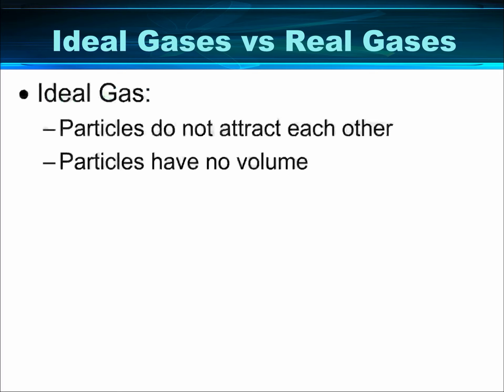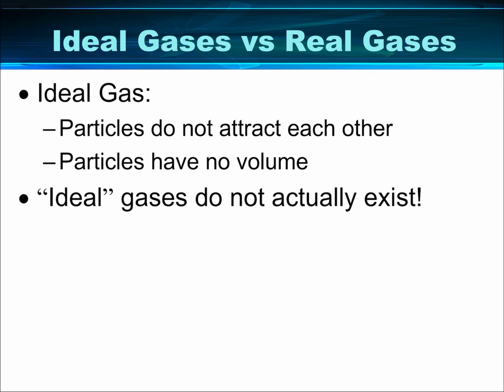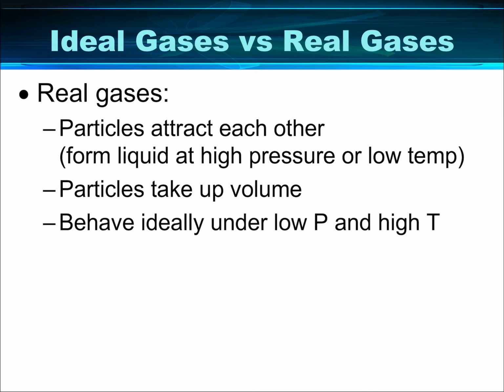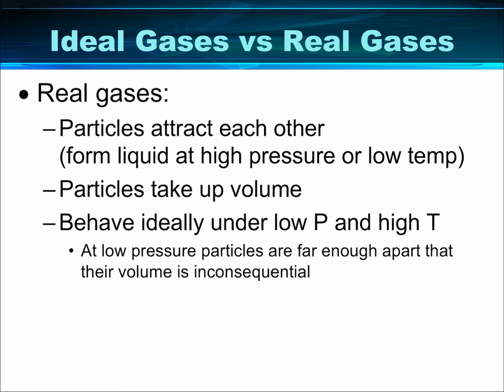So ideal gases versus real gases. In ideal gases, particles do not attract one another, and particles have no volume. Ideal gases do not actually exist, okay? What we have are real gases. In real gases, particles attract each other, okay? They form liquids at high pressures or low temperatures, okay? Particles take up volume. They behave ideally, like, as we say, ideal gases under low pressure and high temperature.